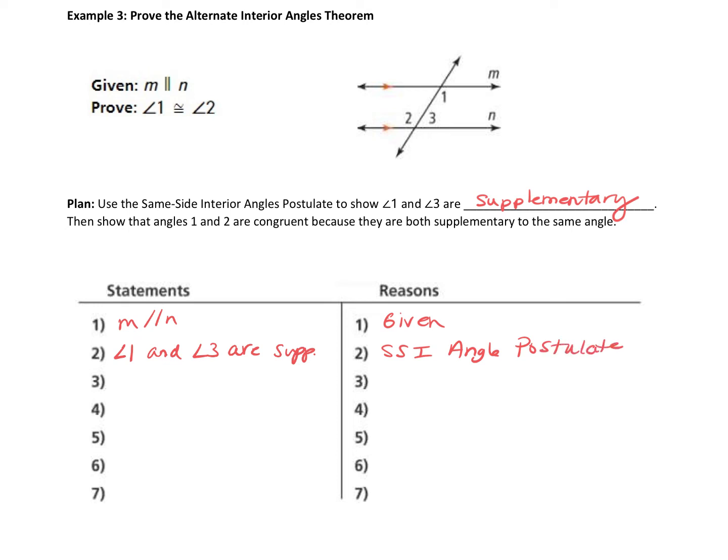Well, if we know that angles are supplementary, we know what that means. It means that they add up to equal 180. So the measure of angle 1 plus the measure of angle 3 is going to equal 180 degrees. That's the definition of supplementary angles.